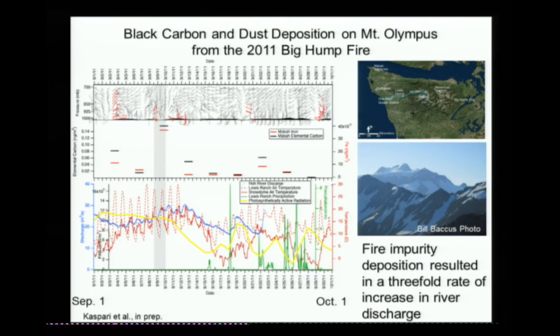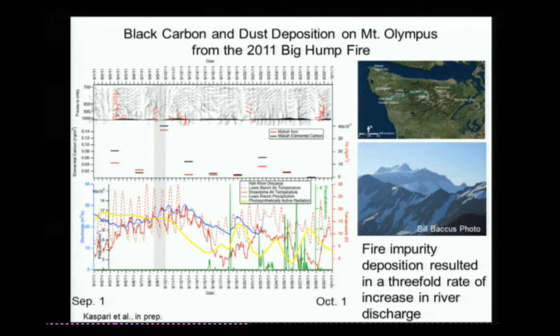Because I'm running low on time here, and this has got so much data on it, I won't be able to run you through it in too much detail, but what we have on the top here is showing wind direction, and what we saw, if you can see this gray band right here, what we were able to document is that there was a change in wind direction that caused emissions from Big Hump to be deposited on the glacier. The middle panel there is atmospheric elemental carbon from the area, and we see elevated elemental carbon at that same point in time when we know the winds shifted to move black carbon to the glacier.